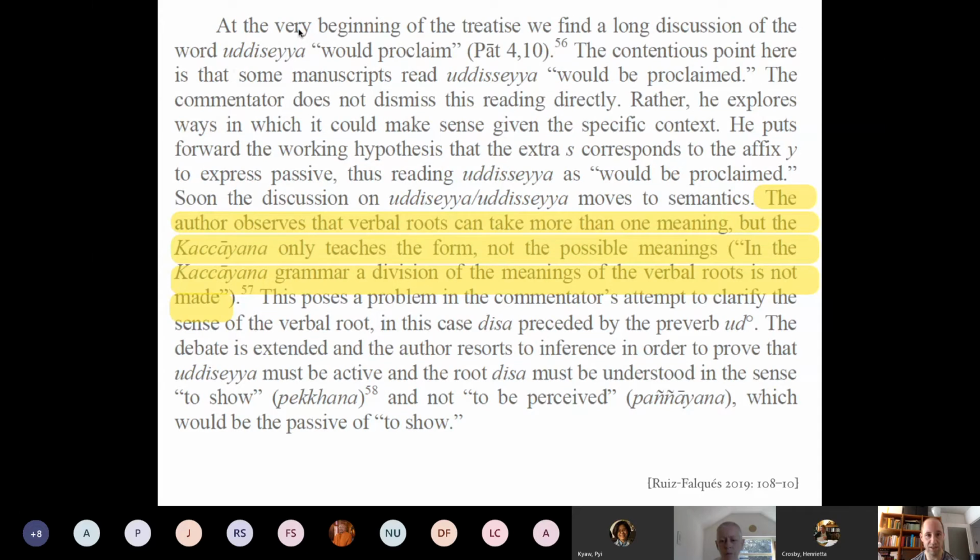So in the Kaccāyana, there is no semantic discussion. There is no discussion about the meaning of these roots, but just the roots themselves and the process of derivation. So here the commentator will have to resort to other types of treatises, for instance, the Saddhaniti and some commentaries on the Kaccāyana. I'm not going to go into the details here.